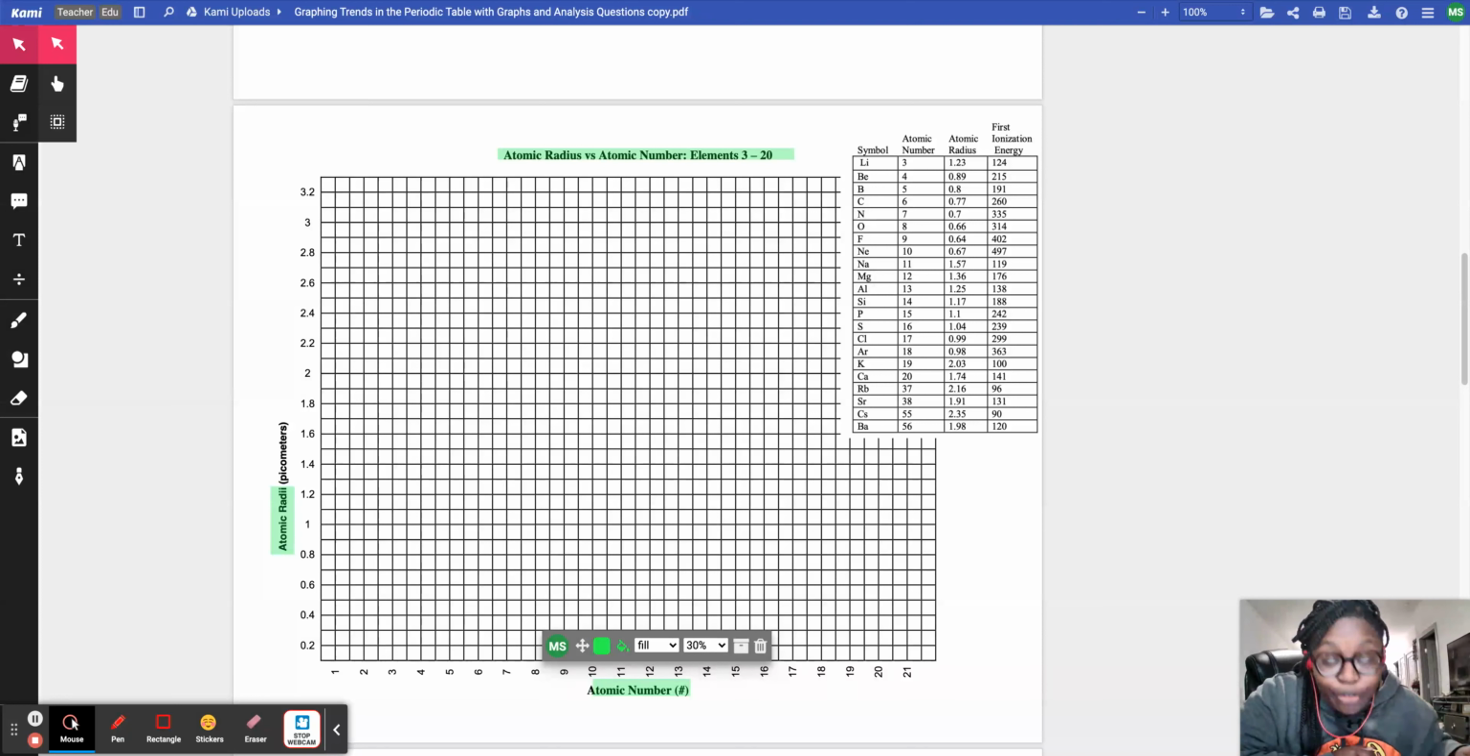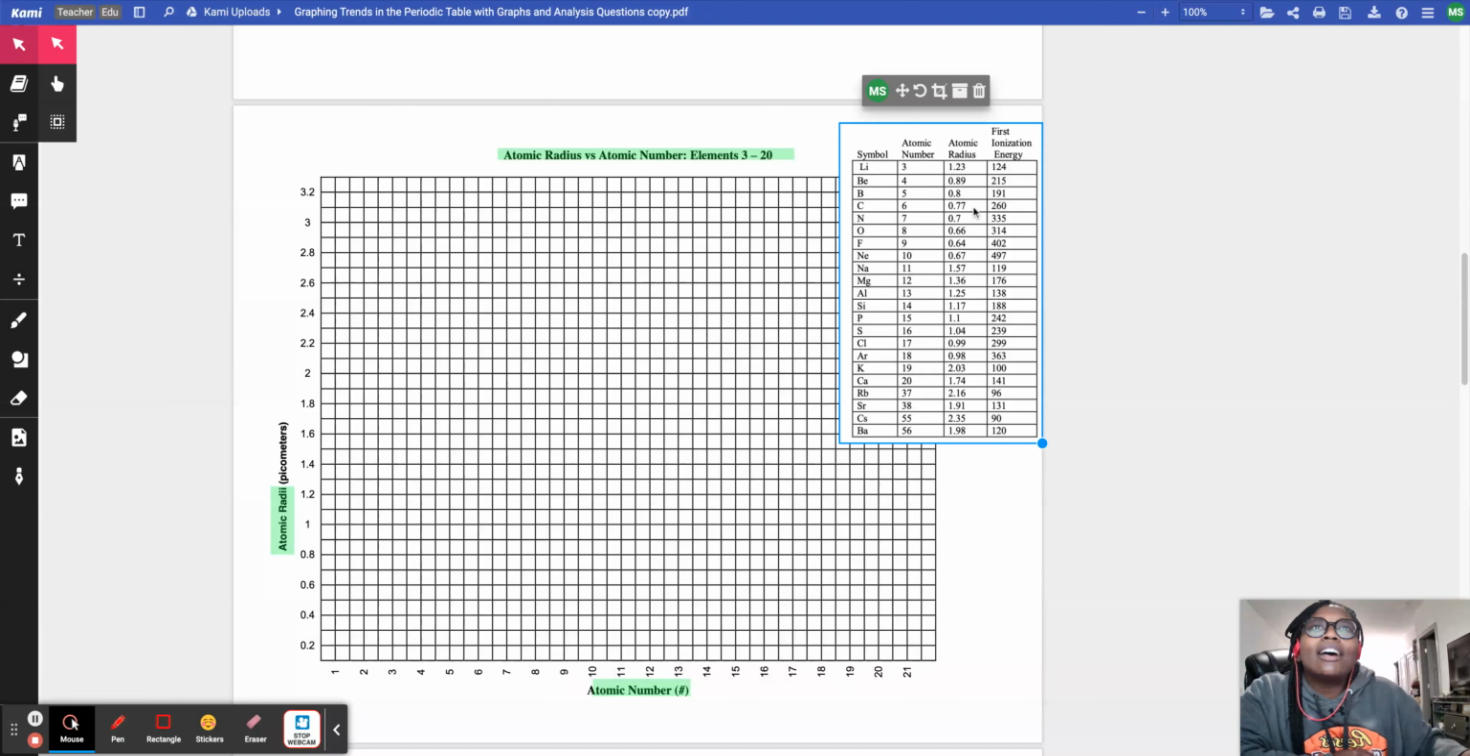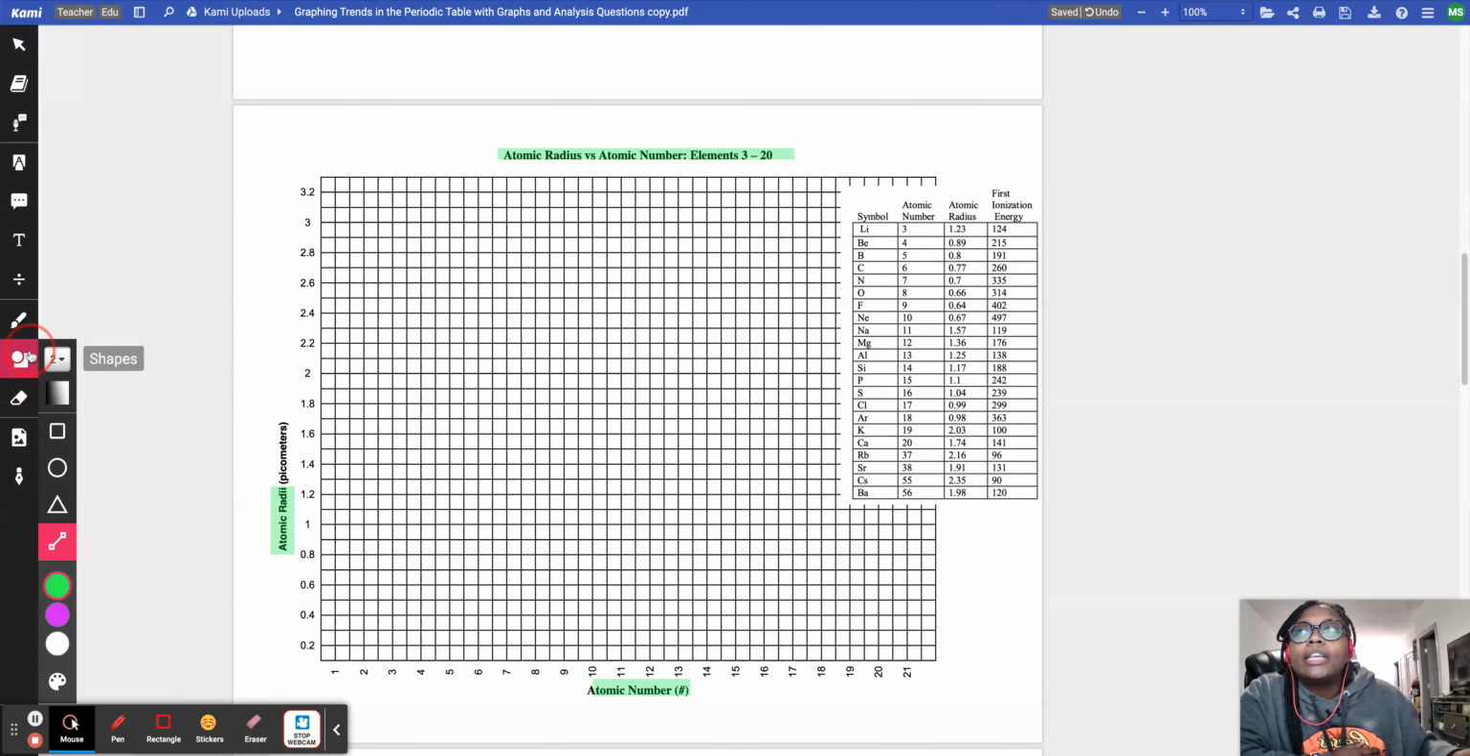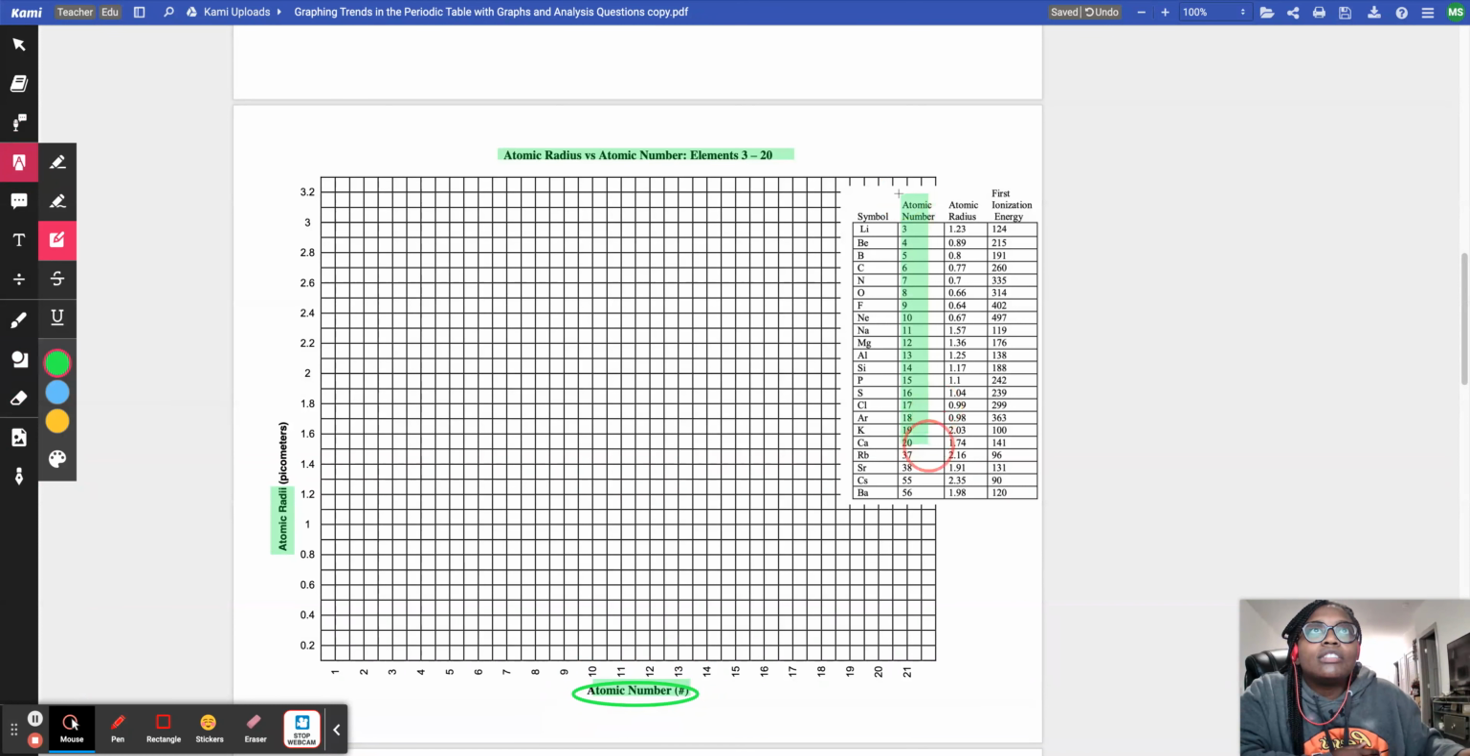All right, looks like you're finished. So let's talk about how we even graph numbers, because this can sometimes be a little difficult. The first thing we want to do is find our x value. Our x for this graph is going to be atomic number, which is in this green column right here. We have numbers 3 through 21, but let's only worry about atomic numbers 3 through 20 today.